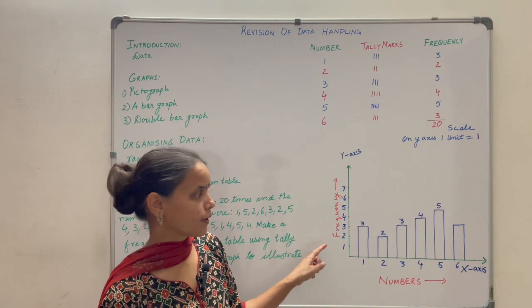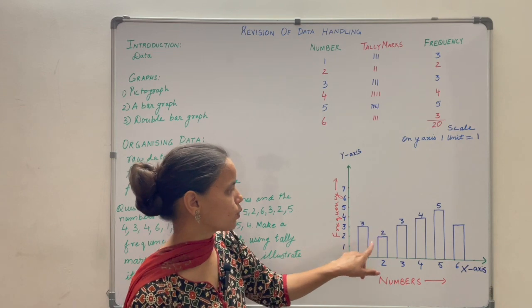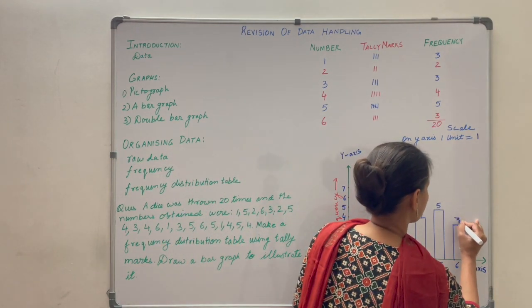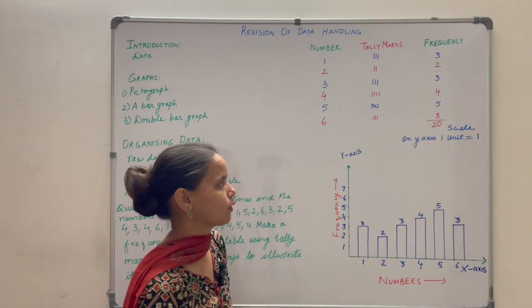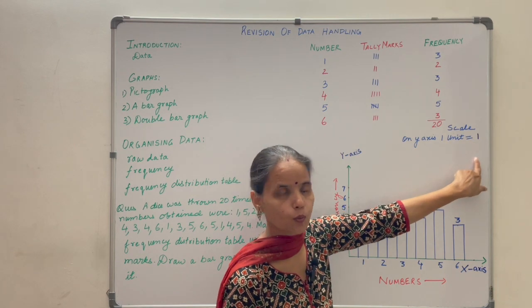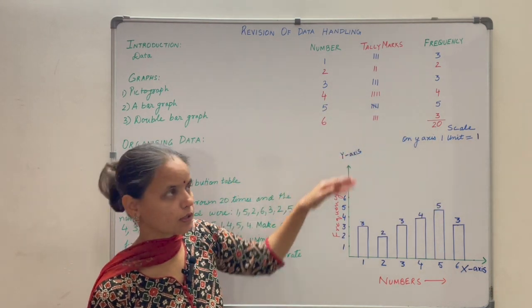Here it is frequency. How many times does 1 occur? 3 times. How many times does 2 occur? 2 times. How many times does 6 occur? 3 times. So like that, you have to write down what scale you have chosen on the y-axis. 1 unit is equal to 1, and this table is called the frequency distribution table.